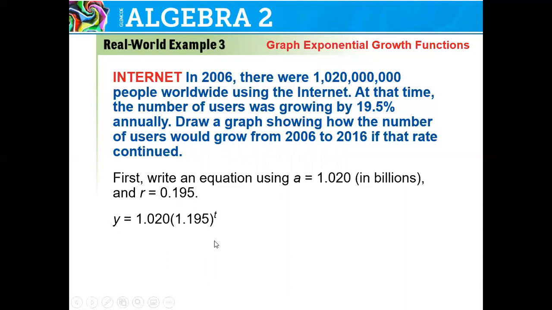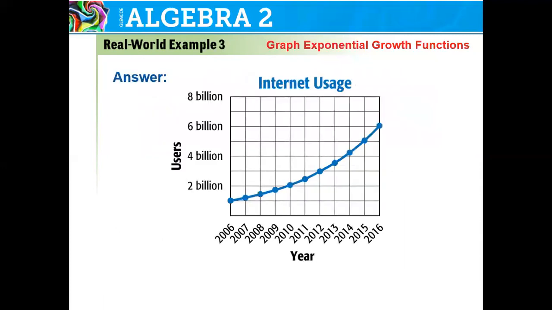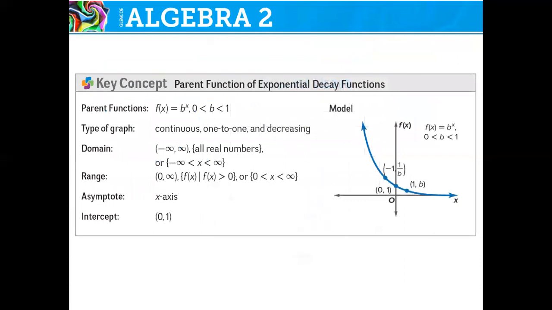So now this is the function you have, and I need to graph this function for different values of t. We can use a table as we've done before. This is the graph we've got. Up to this part, we were discussing the exponential growth function. Now we will discuss the exponential decay function.